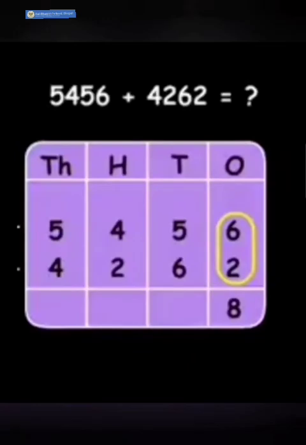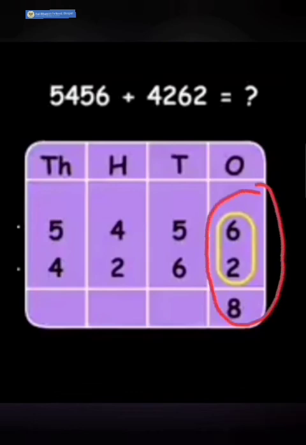Let's try another example. The number here is 5456 plus 4262. Remember children, align the numbers vertically and place them under their correct place values. Let's start adding 6 and 2, which is there at 1's place. 6 and 2 gives you an 8. No carryover. Leave 8 under the 1's column after adding 6 and 2.